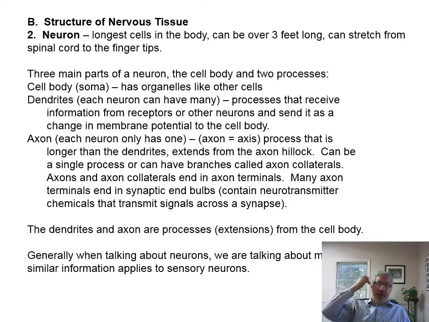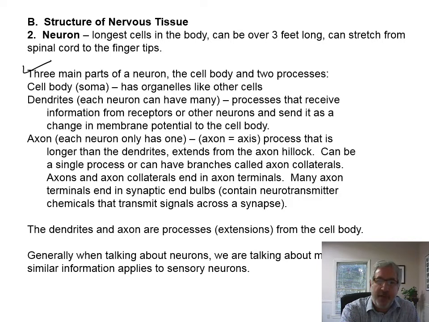Okay, so we talked about satellite cells. Talked about neuroglial cells. Now we're going to talk about the neurons. So what is a neuron? Well, they can actually be the longest cells in the body. They can actually be over 3 feet long. You can have one cell stretch from your spinal cord all the way down to your fingertip. So it can go all the way down your arm or all the way down your leg from the spinal cord. There are three parts of a neuron.